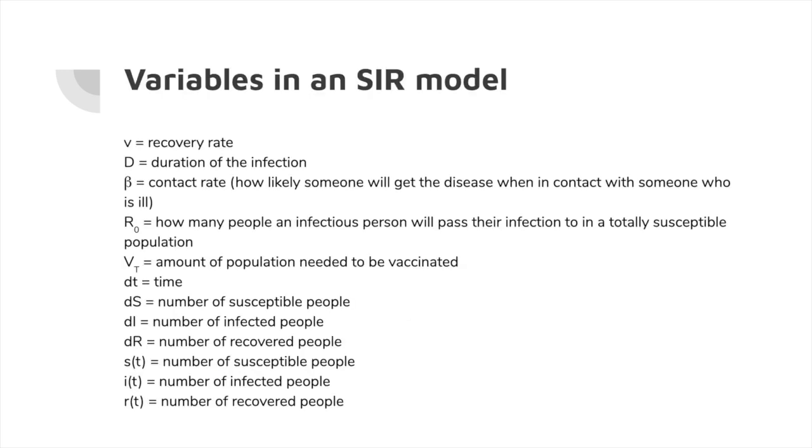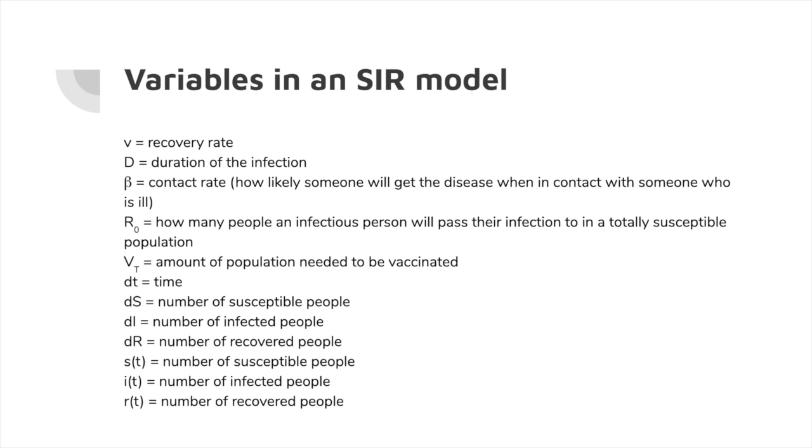So there's many variables that go into an SIR model. V is the recovery rate of the infection. D is the duration of the infection. Beta is the contact rate, which is how likely someone will get the disease when in contact with someone who is ill. R of O is how many people an infectious person will pass their infection to in a totally susceptible population. V of T is the amount of population needed to be vaccinated. And then D of T is time.